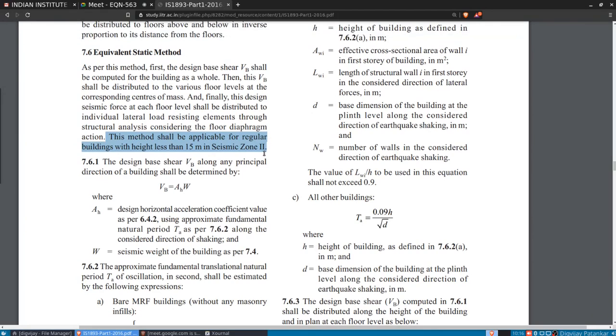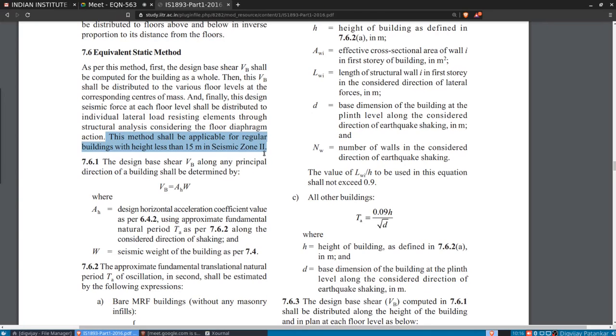So what are the seismic zones that you are aware of? How many seismic zones are there? 2 to 5. 2 to 4 or 2 to 5? 2 to 5. Okay. 2, 3, 4, 5 are the 4 seismic zones.